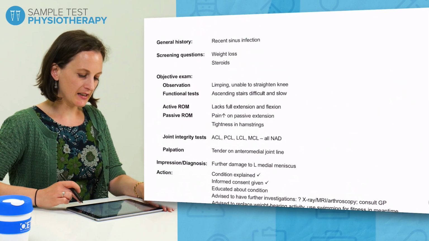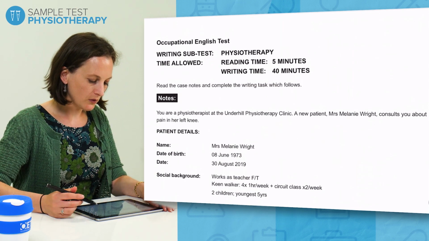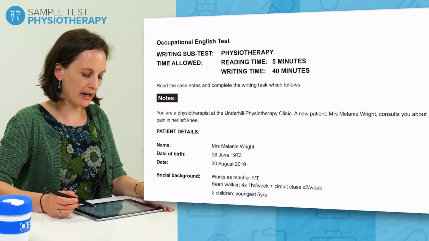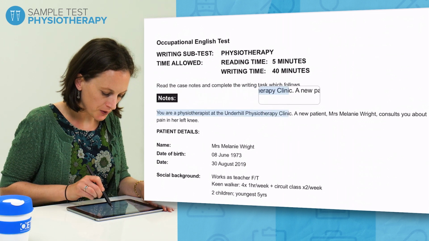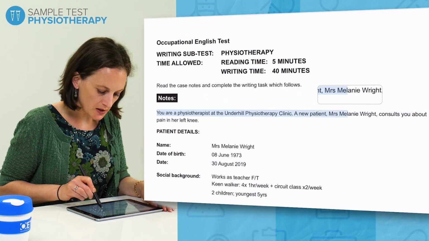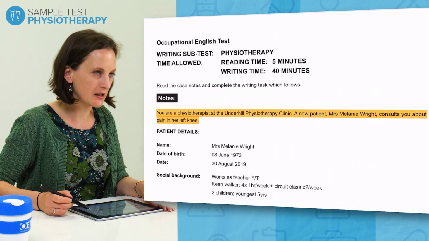Back at the start of the case notes, you will find the 3rd piece of information. What is your role in the patient's care? You are a physiotherapist at a local clinic, and a new patient, Mrs. Melanie Wright, has come to speak to you about pain in her left knee.